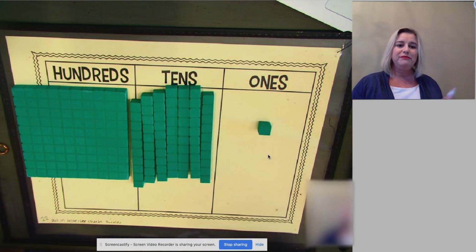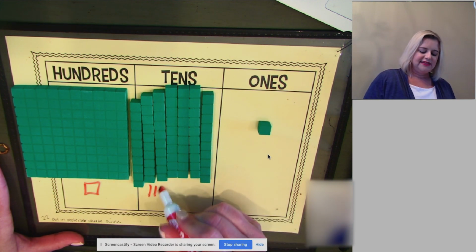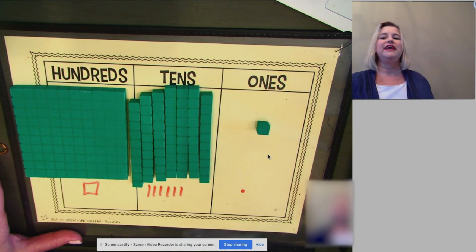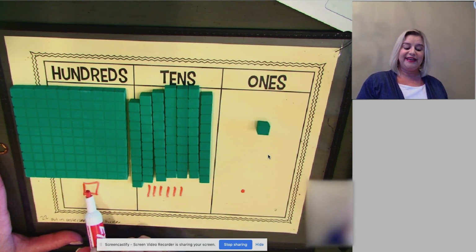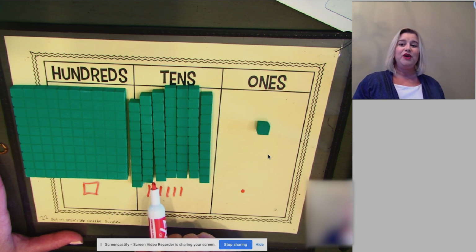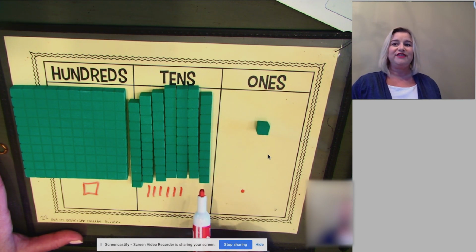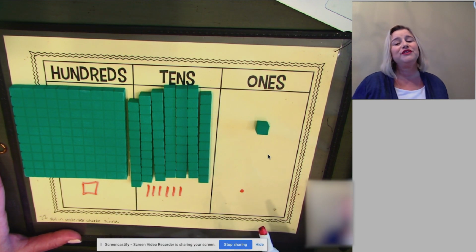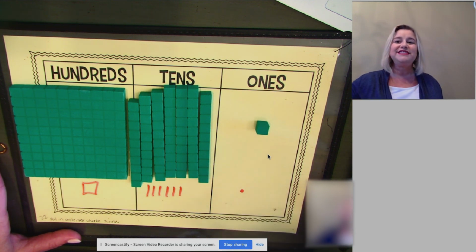Now, does your drawing match this? 100, 7 10s, and 1 1. Now let's count it together to make sure. 100, 110, 120, 130, 140, 150, 160, 170, 171. Phew! Great job. Now turn to a friend or a pet or adult in your home and tell them what we just did.